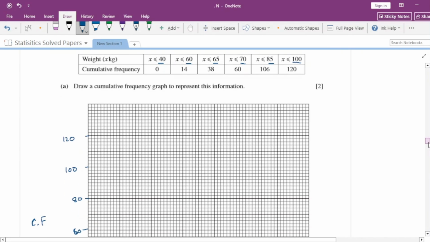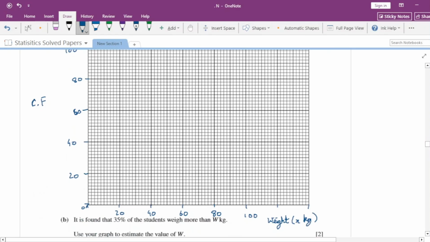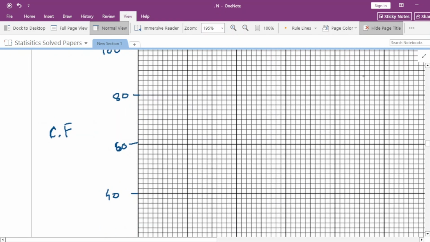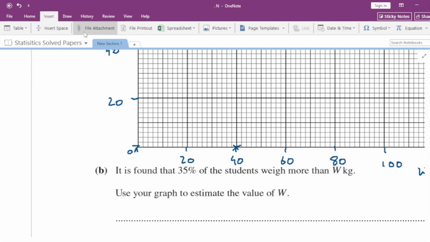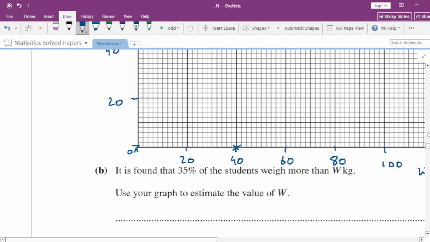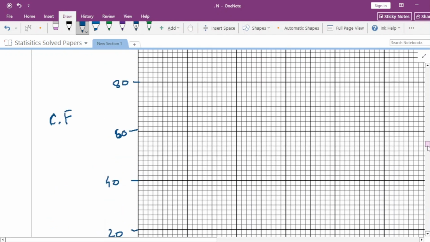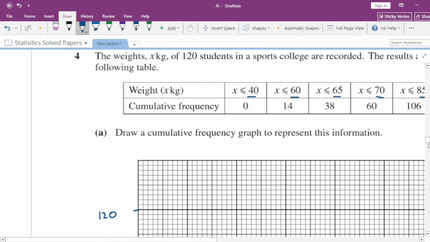So the first one is x lesser than or equal to 40. We already have that value. That will be over here. We can zoom in on this. The first value is going to be here. Let's have a much smaller pen. Nice. Okay, so the next one would be x lesser than or equal to 60. All right, and that would be at 14.